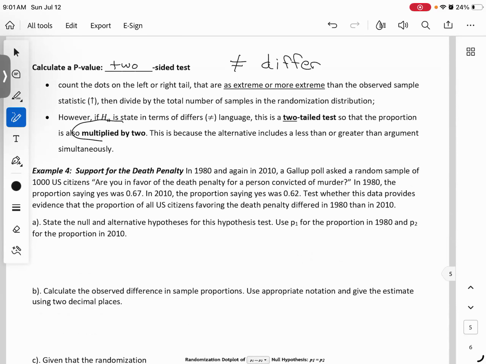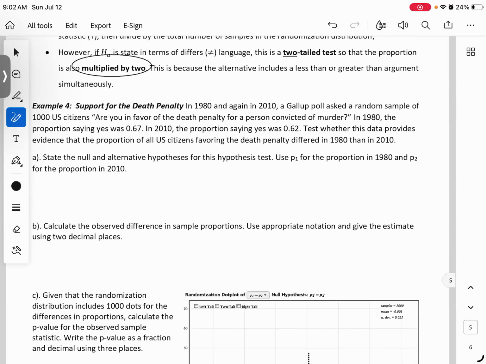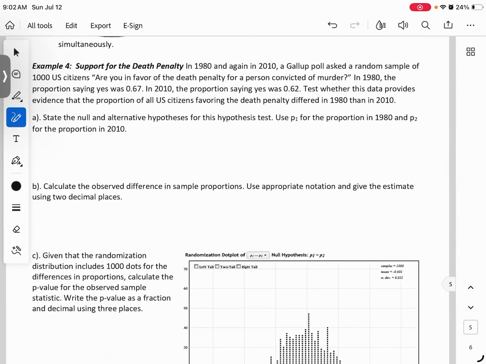And the main thing that's going to happen here is that whenever you get your p value, you'll need to double it. Because again, you haven't decided whether you're going just left tail or just right tail. You're just saying, one of those two. So in this example here, we're going to see that happening.